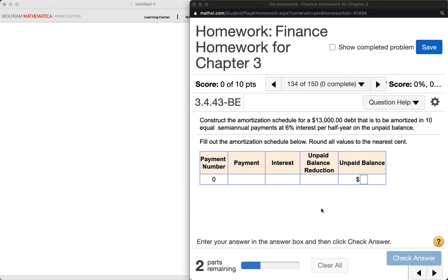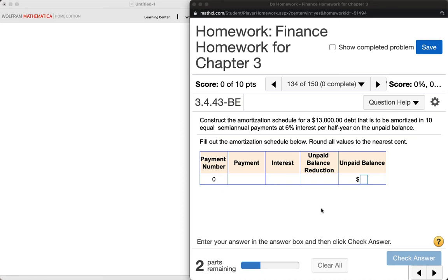Hey guys, dear Finite Math students, this is going to be a reasonably short video because I'm going to show you how to do just one problem in the homework, but it is an important problem. We're going to work on problem 134 in your chapter 3 homework assignment. And it talks about constructing an amortization schedule, which is a table.